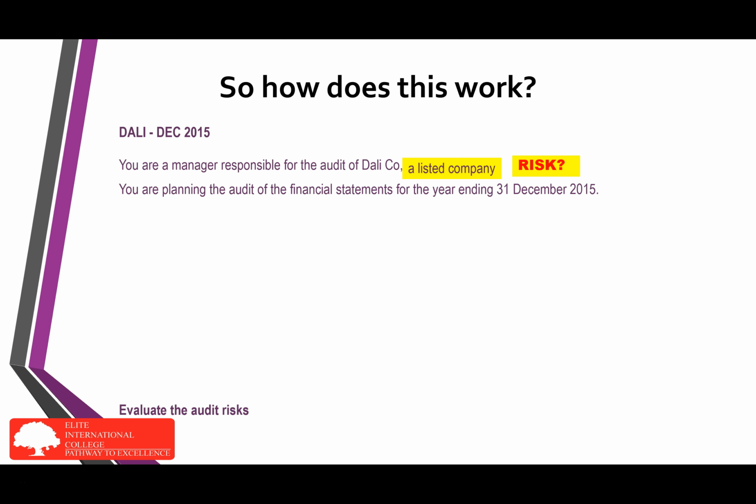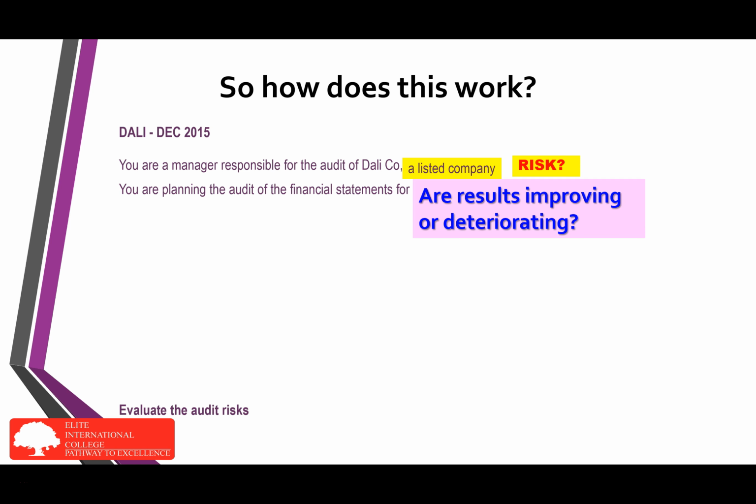So what kind of information are we looking out for? First, is Dolly newly listed or has it been listed for a few years? If newly listed, there's a risk that management may not be familiar with the disclosure requirements. Second, do client results look as if they are improving or deteriorating? If improving, there's no risk of manipulation. If deteriorating, there may be a risk that revenue and profit may be overstated.